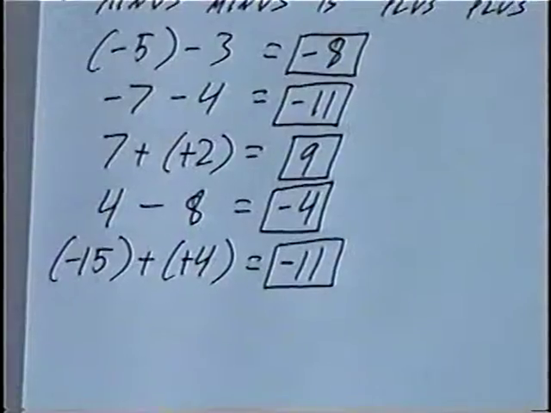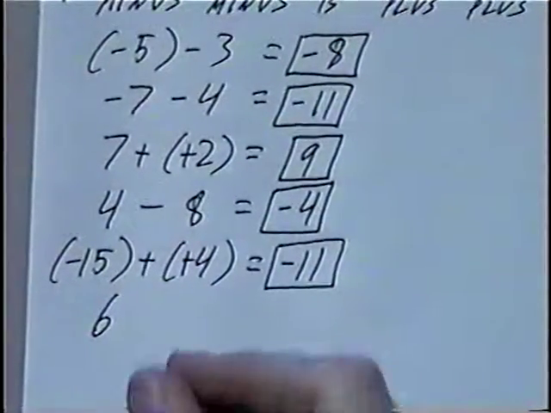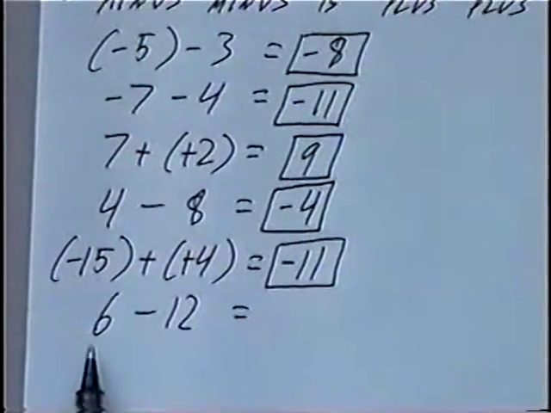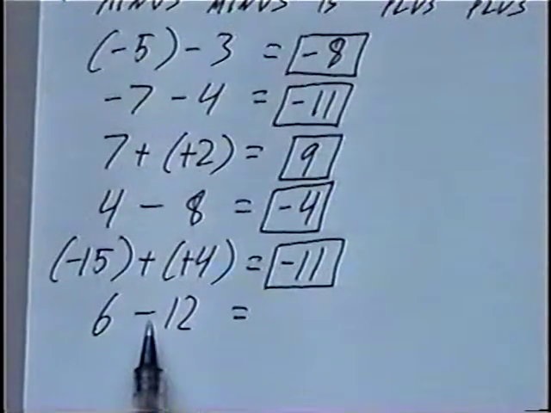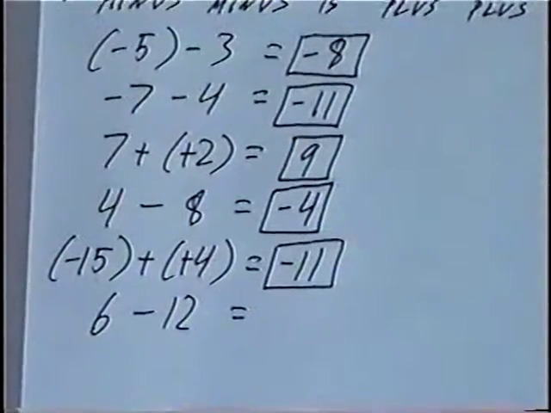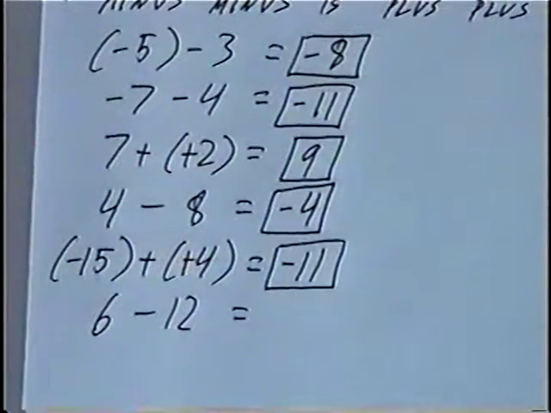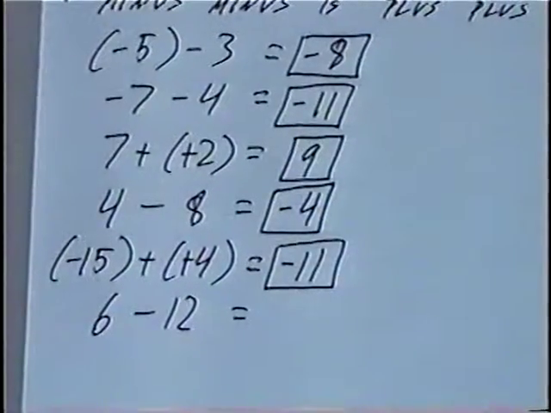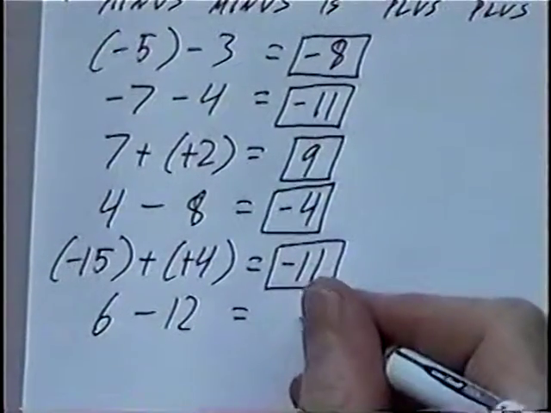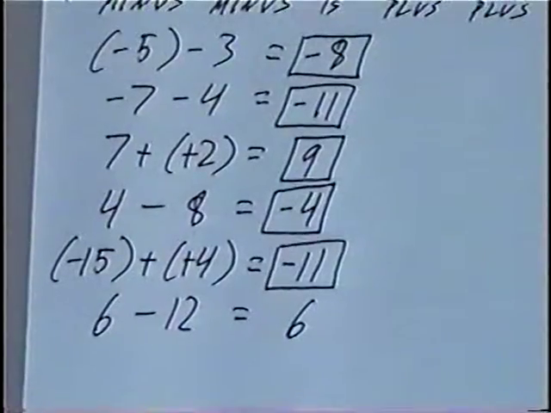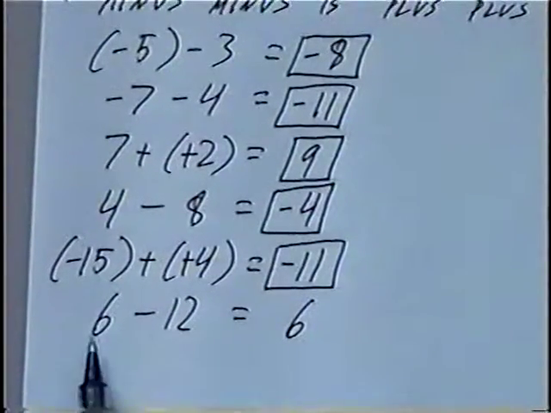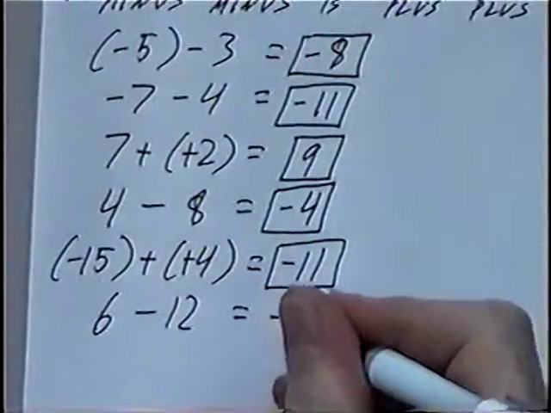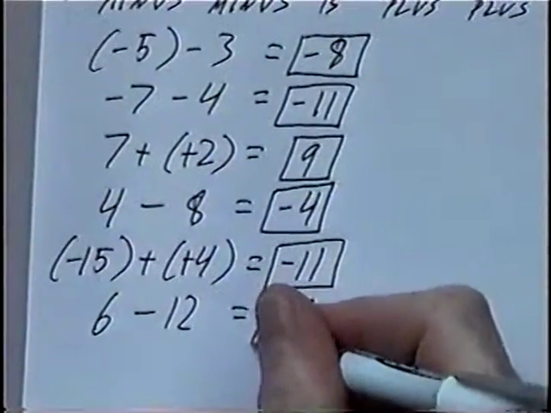And last question for the section. 6 minus 12. In this case, we have a positive 6 and a negative 12. Different signs again, so we'll subtract. You can always subtract the smaller number from the bigger number. 12 minus 6 would be 6. And you look at the bigger number between 6 and 12. 12 is bigger. Since 12 is negative, we'll keep the negative sign, negative 6.